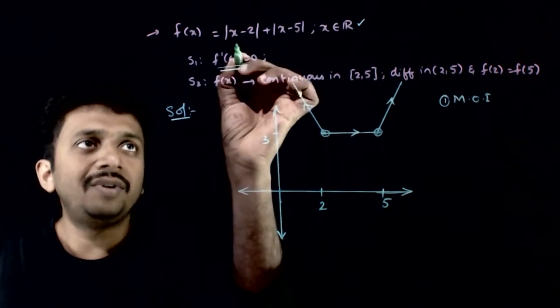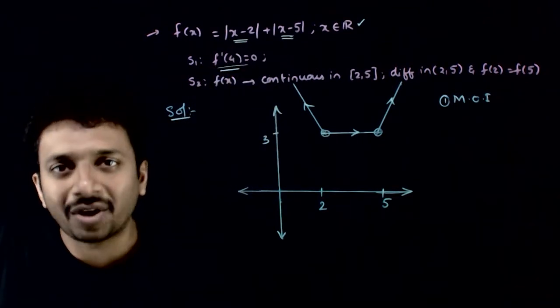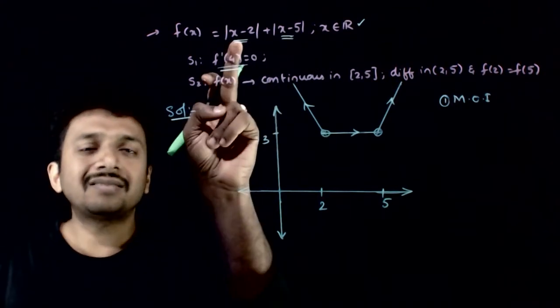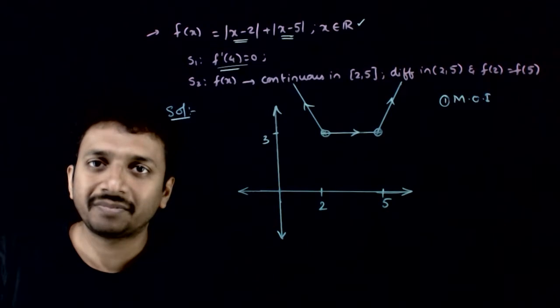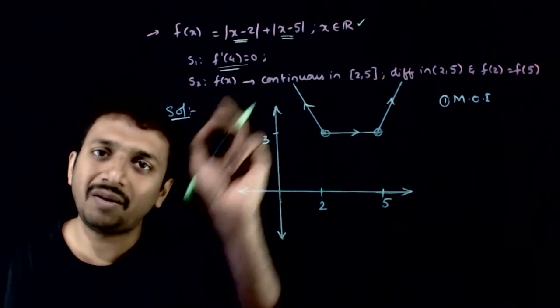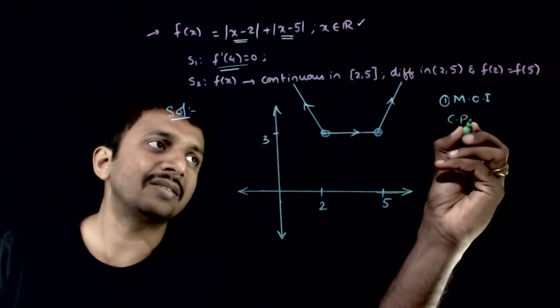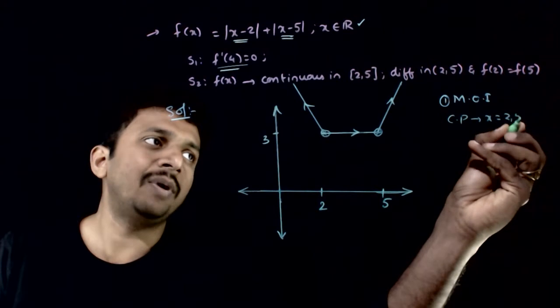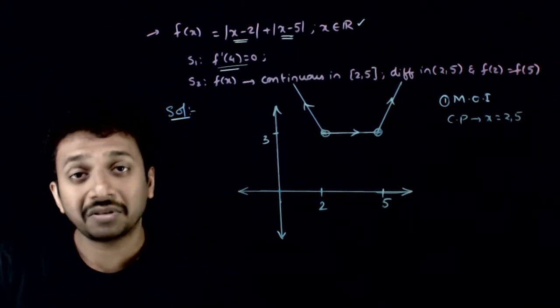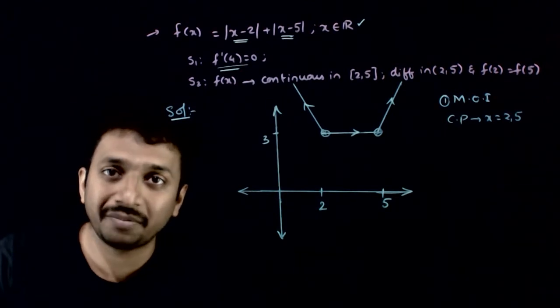So first we take the individual mod expressions. What is inside the first mod, x minus 2? When is this expression equal to 0? X is equal to 2. And when is the other expression equal to 0? X is equal to 5. Those points are called critical points. So the critical points are x is equal to 2, 5. Critical points are the points where the expressions inside mod are equal to 0.